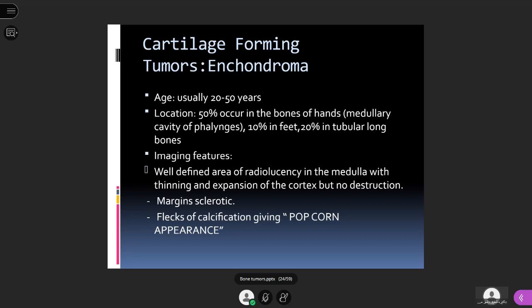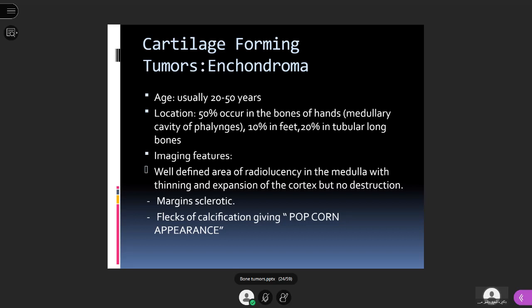20 to 50 is the age group, that means adult now. That is the middle age group. 50% occur in the bones of the hands. So location is more commonly in the bones of hands, the medullary cavity of the phalanges. 10% in the feet and 20% in the other tubular long bones.